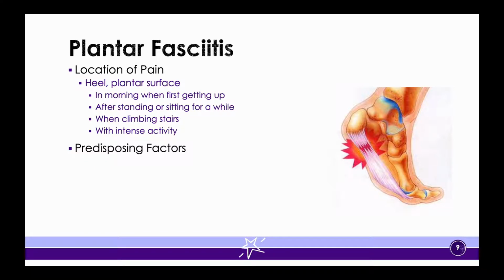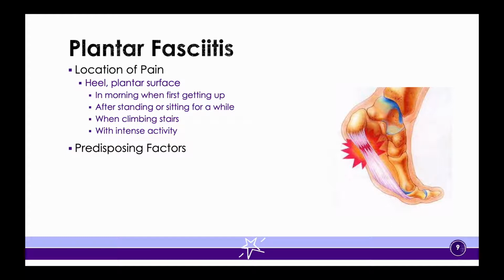And it tends to hurt more in the morning when you're first getting up, and then after standing or sitting for a while and getting up to walk around. Particularly also when climbing stairs and going up, it tends to hurt, or with intense activity. So those are the time periods that it tends to hurt more.